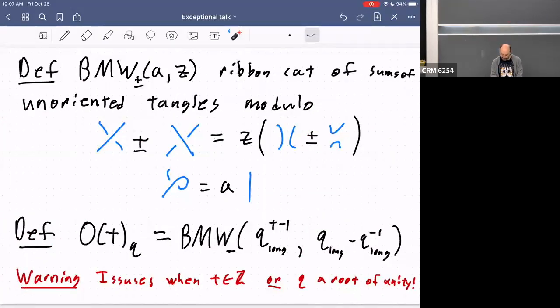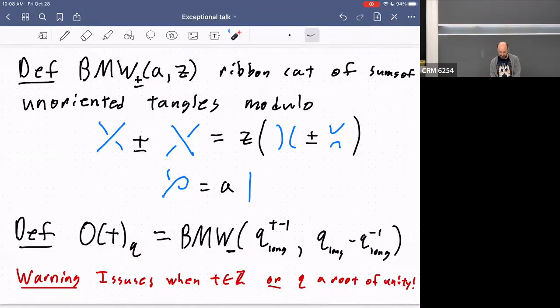So that is to say, I can define a category BMW_±. I'm going to put in a sign here just so that I can see the theorem in a moment. The ribbon category of sums of unoriented tangles. Now they're ribbon tangles. You can have crossings that are not symmetric now, modulo these two relations. These are just the defining relations of the Kauffman polynomial. And O_t,q is just this BMW with the minus sign.